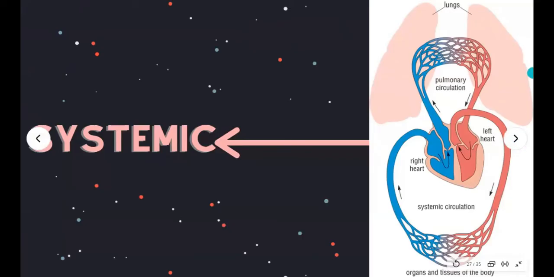Systemic circulation occurs between the heart and the rest of the body. It starts when the oxygen-rich blood leaves the left ventricle. The oxygen-rich blood is pumped into the aorta, where it is distributed to the different parts of the body. If the oxygen is used up, the blood returns to the heart. So on top would be the pulmonary circulation, and at the bottom here is the systemic circulation.